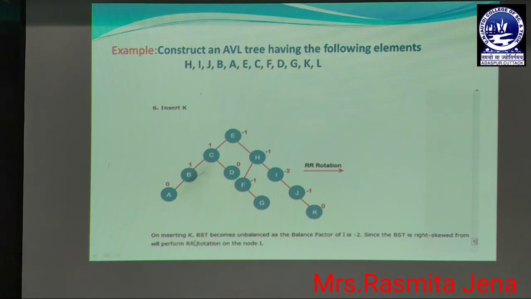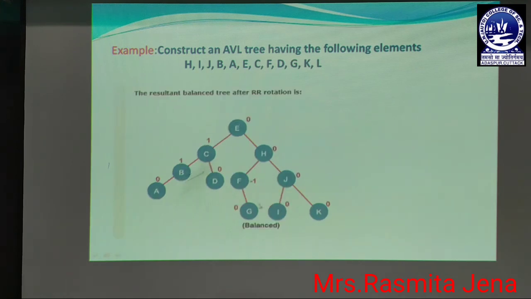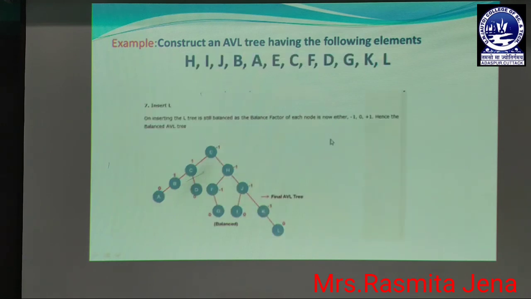Okay. On inserting K, the BST became unbalanced as the valence factor of I is minus 2. Since the BST is in a right skewed form, we will perform RR rotation on the node I. After performing RR rotation, the tree became like this. Okay. Then next we will insert the last node, that is L.